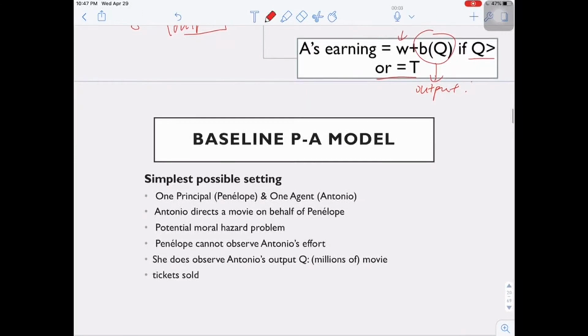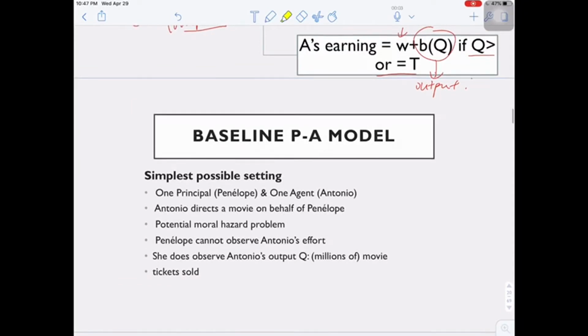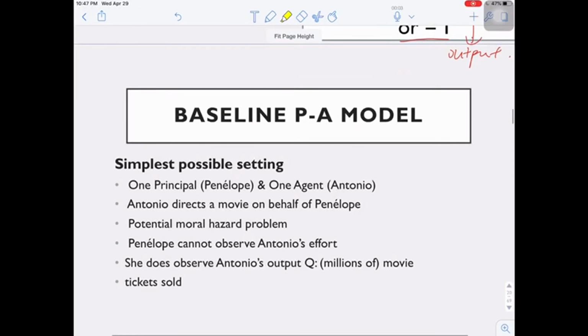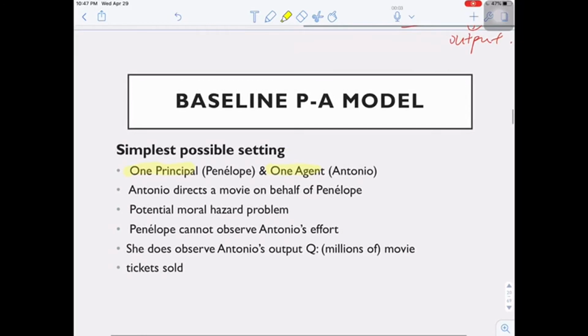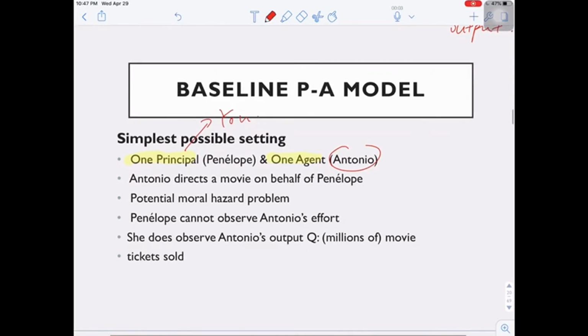So after knowing these two basic types of contract, we are moving to a more real-life example of this PA model. This example will be given in a very simple setting. We have only one principal and one agent, and the agent is named Antonia, and the principal, we say, is us, is you. So Antonia works for you. Antonia directs a movie on behalf of you. And there is some potential moral hazard problem because you cannot observe Antonia's effort. You can only see Antonia's final output Q.